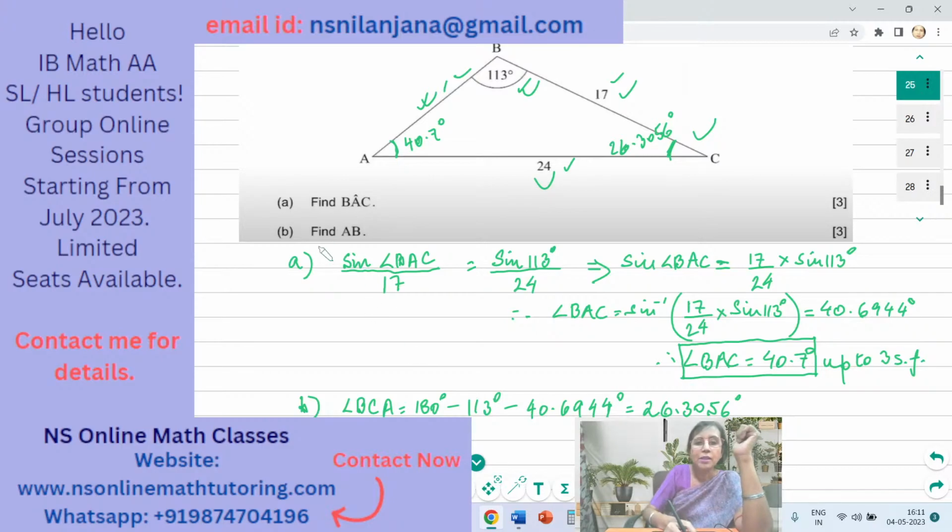These are not mandatory things. Don't forget to write "using the sine rule". It is very certain that you have used the sine rule, it is really clear. So even if you don't write it, it doesn't matter. So AB over that.